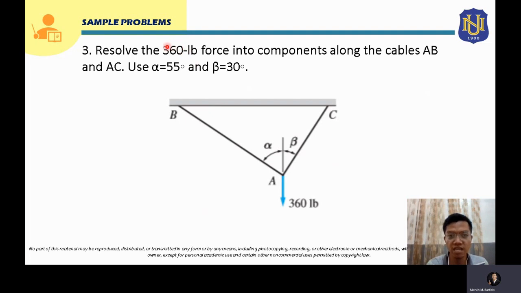So the given here is the 360-pound force. So this is that force, and this will serve as your resultant. So we're going to solve for its component forces, which are along the cables AB and AC. Those are the component forces that we have to solve. There's a given alpha here, which is 55 degrees, and beta, which is 30 degrees. So let's start solving this.